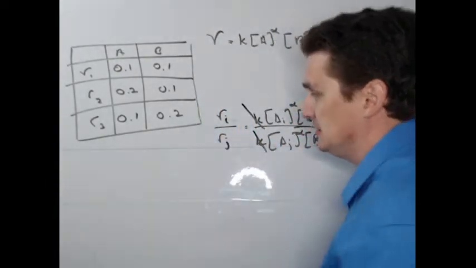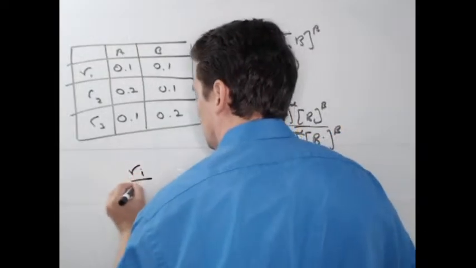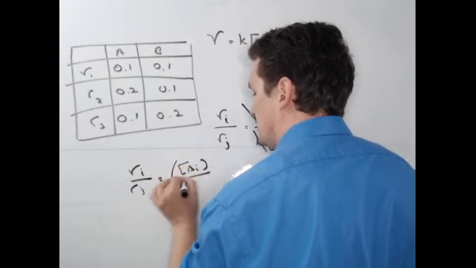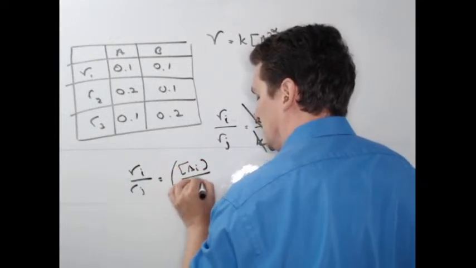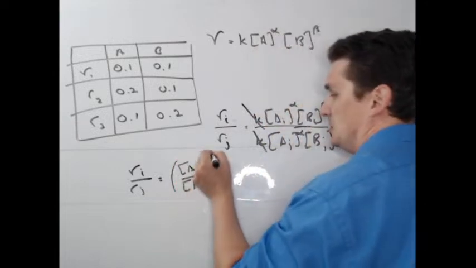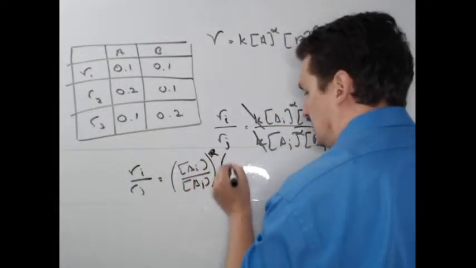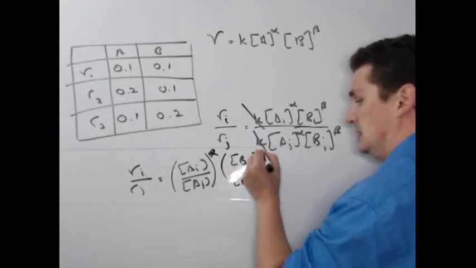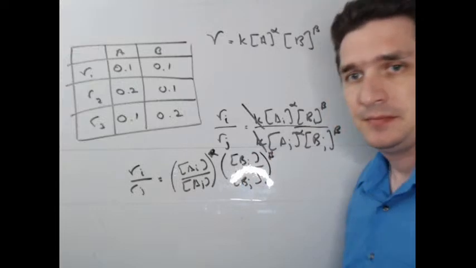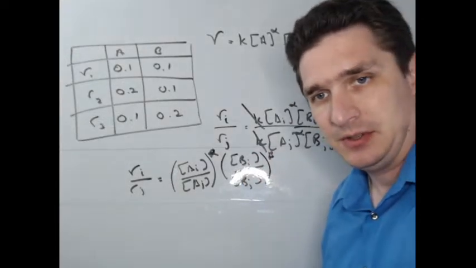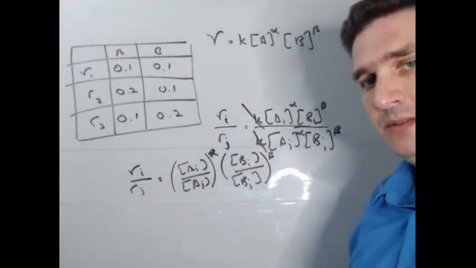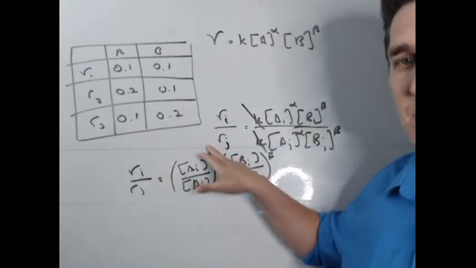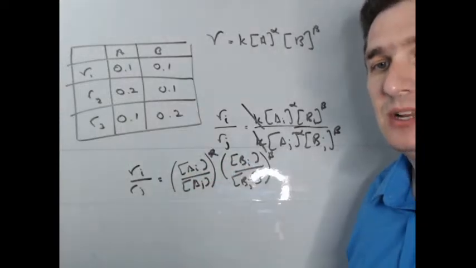And if I bring this down, I can use a property of powers. It says that two numbers raised to the same power is just the ratio of those numbers raised to that power. So I end up getting, I'm sorry for the light there, go that way for just a minute. We get the ratio of the rates is the ratio of the concentrations of A raised to the alpha power times the ratio of the concentrations of B raised to the beta power.